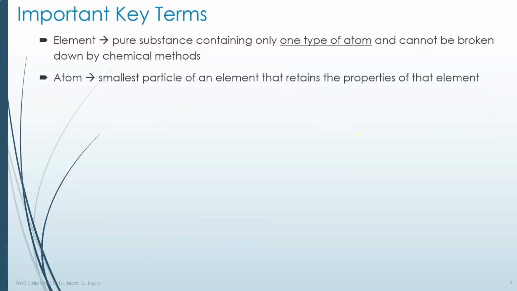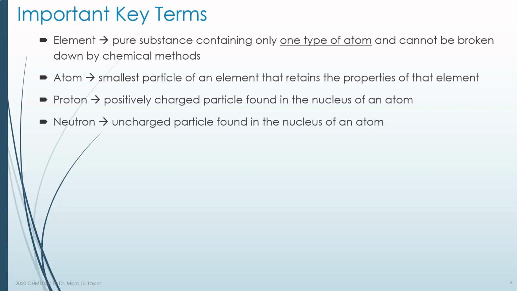So before we go further, let's talk about what an element is. An element is a pure substance that contains only one type of atom. In other words, it could have one atom or more than one atom, but it has to be one type of atom, and it can't be broken down any further by chemical means. Now the atom itself is the smallest particle of the element that still retains the properties of that element. So if I have a particle of iron, a single tiny particle of iron, an atom of iron, it's still iron. It still behaves like iron.